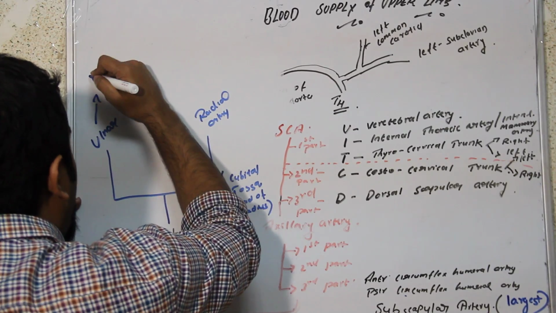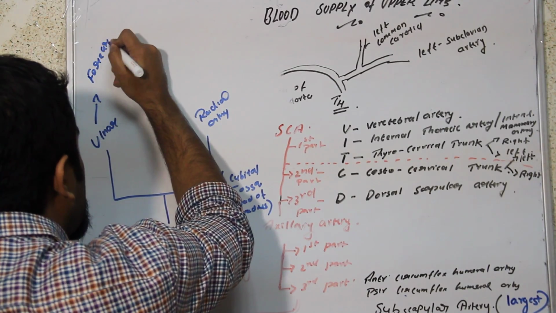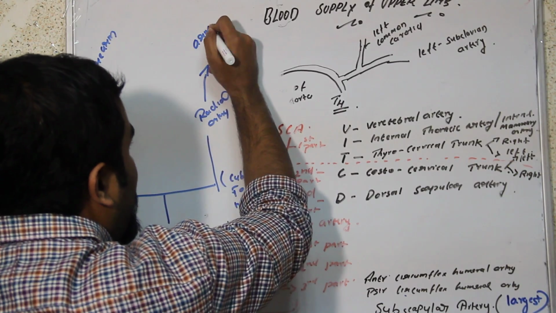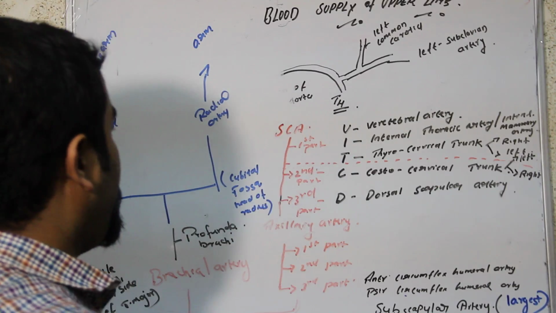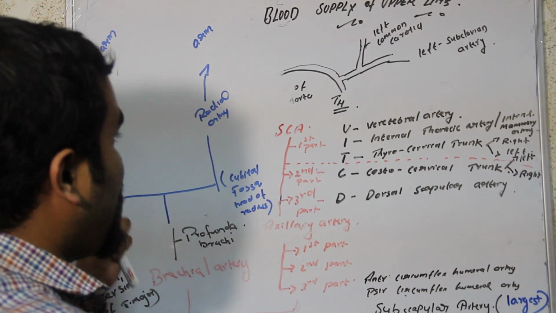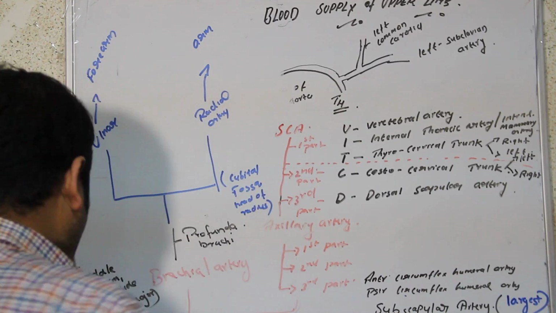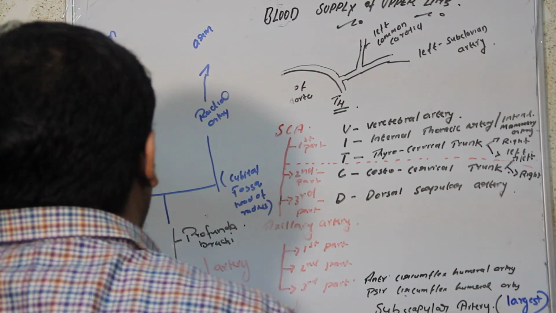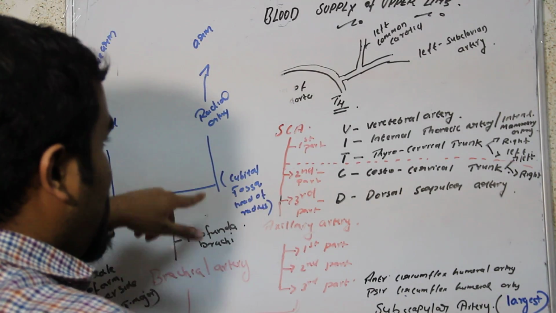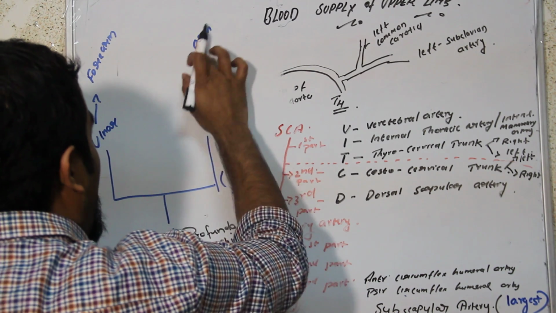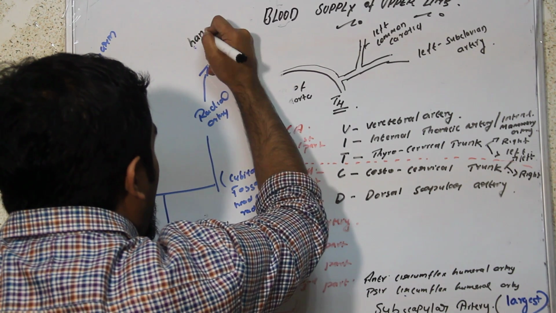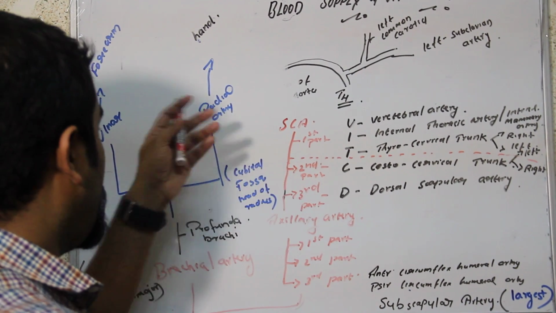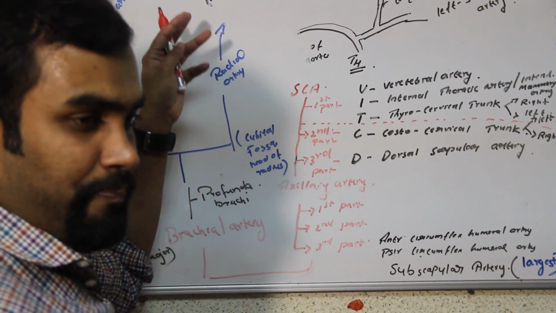Ulnar artery mainly supplies the forearm. So the main artery supplying the forearm is ulnar. If an MCQ comes, which is the main artery supplying forearm, it is ulnar. Sorry, I wrote here ulnar for forearm and radial for arm. This is not arm, this is hand. Radial artery supplies the hand surface. So ulnar supplies forearm and radial supplies hand.